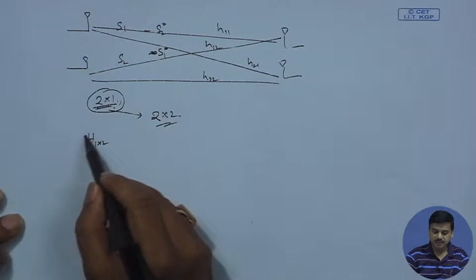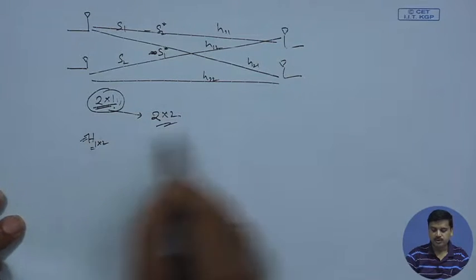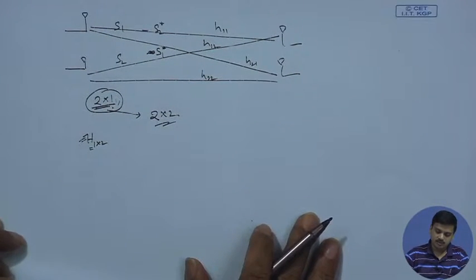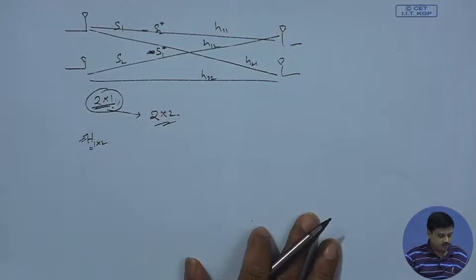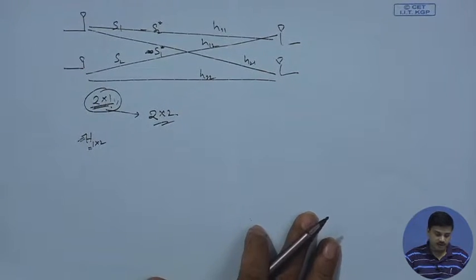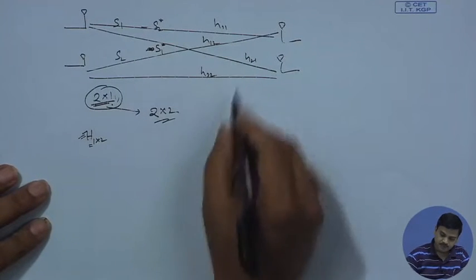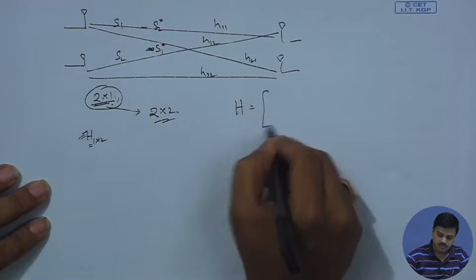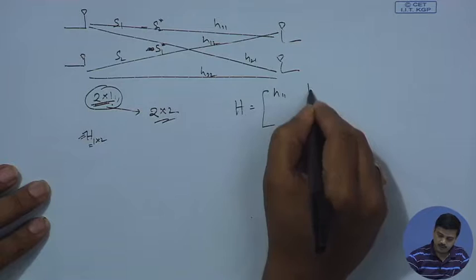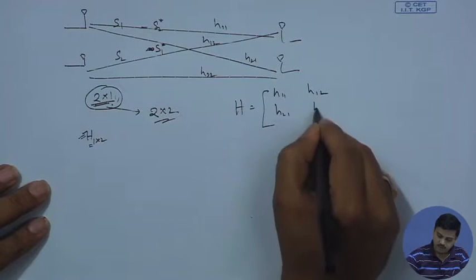When we are mentioning the H matrix, the number of rows is indicating the number of receive antennas. So we should be careful when we are noting this. If we have the Alamouti scheme with 2 receive antennas, then what's going to happen? In this case, the H channel is basically H11, H12, H21, H22.